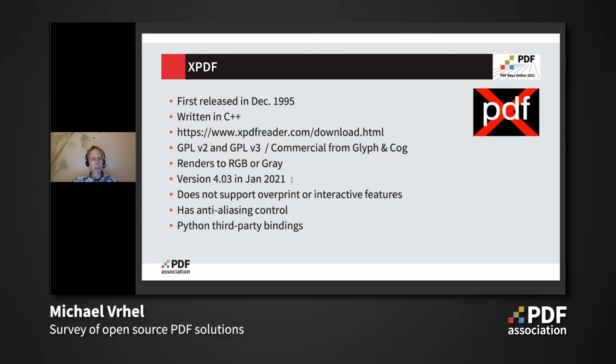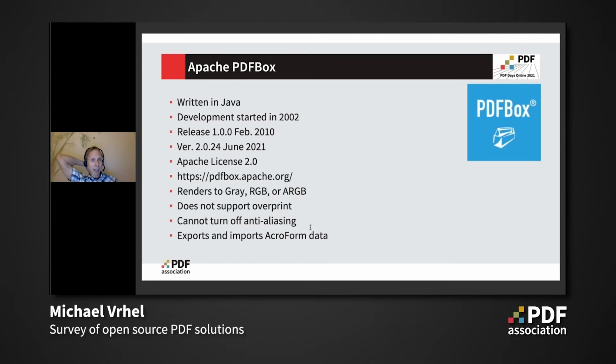The last release was in January with version 4.03. It does not do overprint or interactive features. You can turn anti-aliasing control on and off. And from what I can find, there are third-party Python bindings out there that you can use with the code. Apache PDFBox is a little bit unique in that it's written in Java.